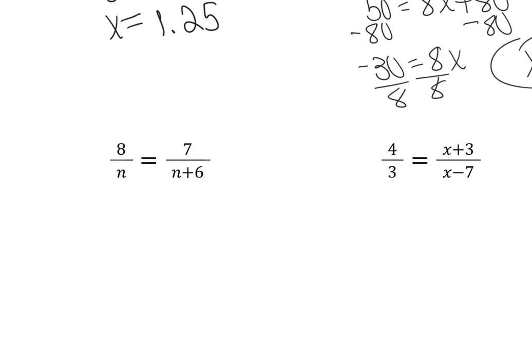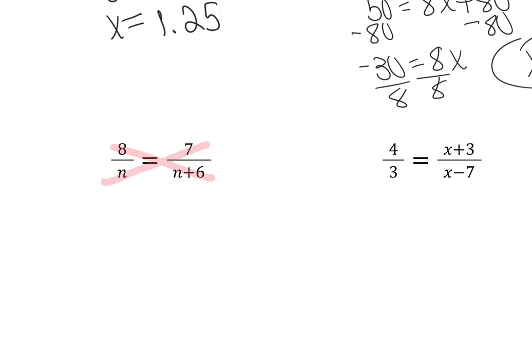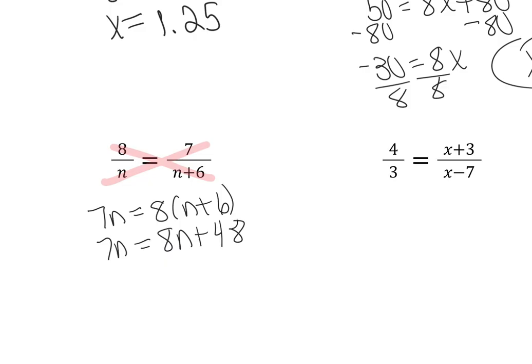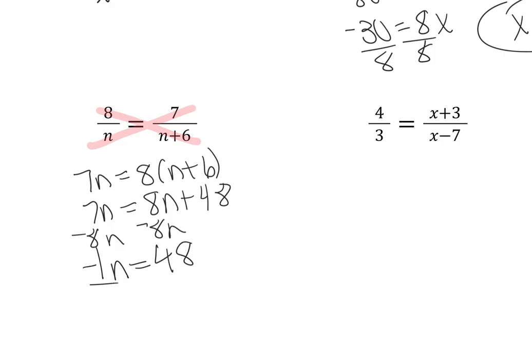Okay, now we have variables in two different spots. Still doing that same process, right? We're going to use our cross product. 7 times n is 7n, and then 8 times n plus 6. We're going to use that distributive property, 8n plus 48, and I am going to subtract 8n from both sides. Negative 1n equals 48. I do not want negative 1n, I want n, so I'm going to divide both sides by negative 1, and I get n equals negative 48.